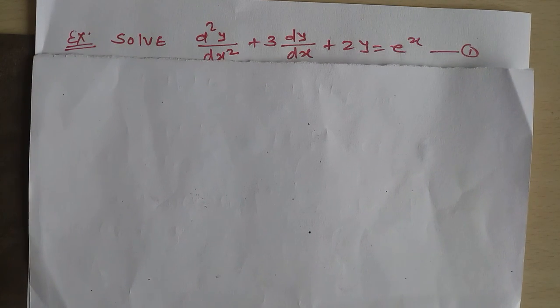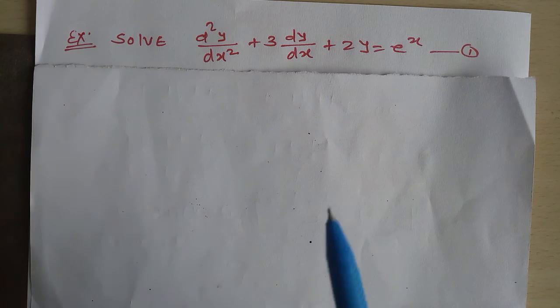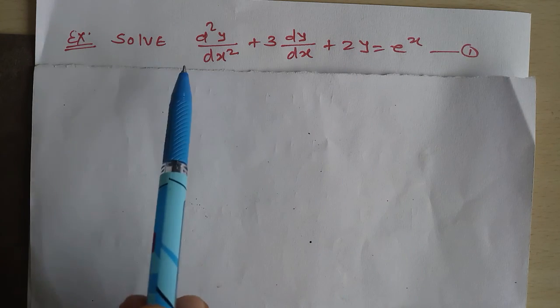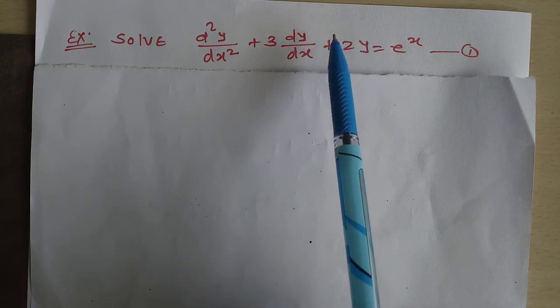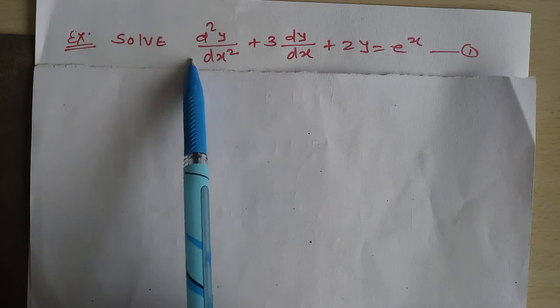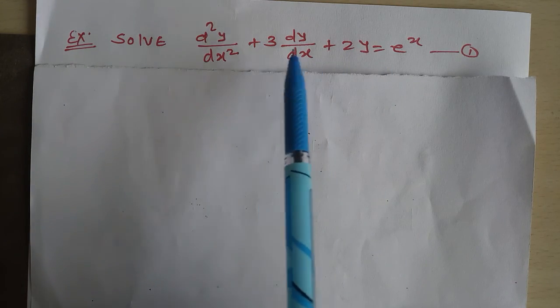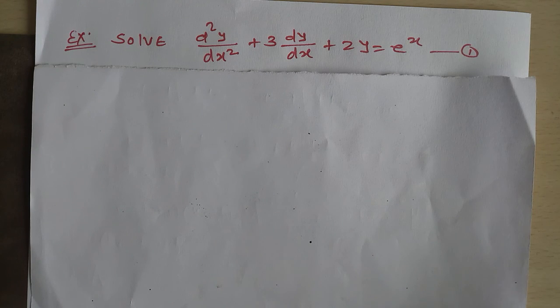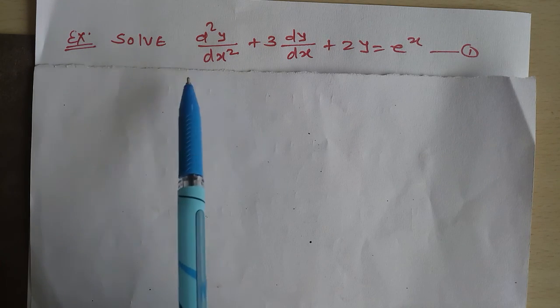Now we discuss 3 examples. Our first example is: solve d2y by dx2 plus 3 dy by dx plus 2y is equal to e raised to x. So this is a differential equation. Further, it is linear because y has power 1, dy by dx has power 1 and d2y by dx2 has power 1, and there is no multiplication term of y and its derivatives. So this is a linear differential equation of second order, and it is of higher order.